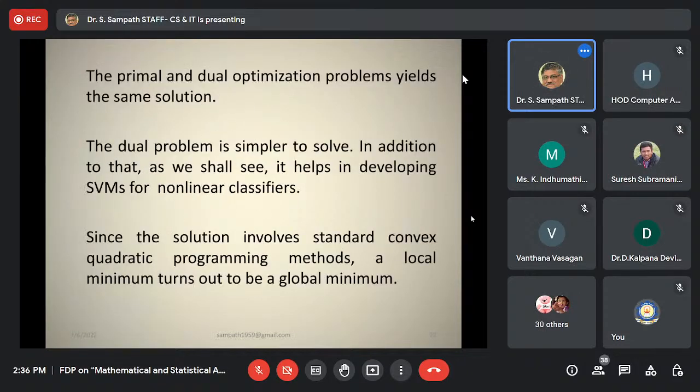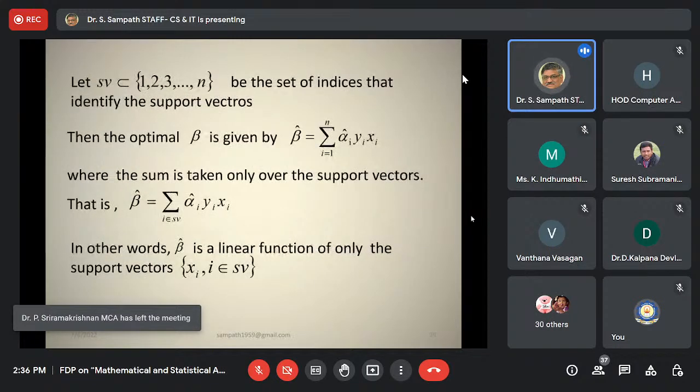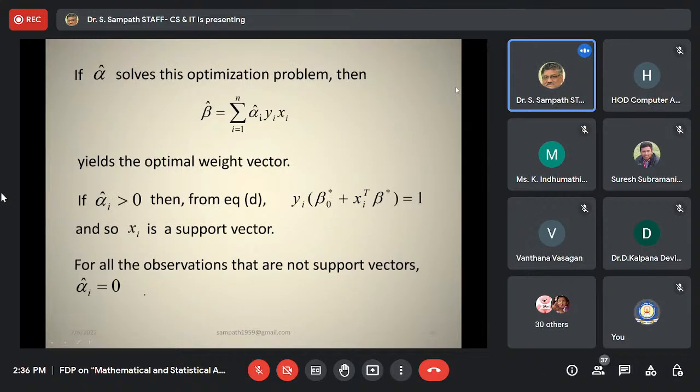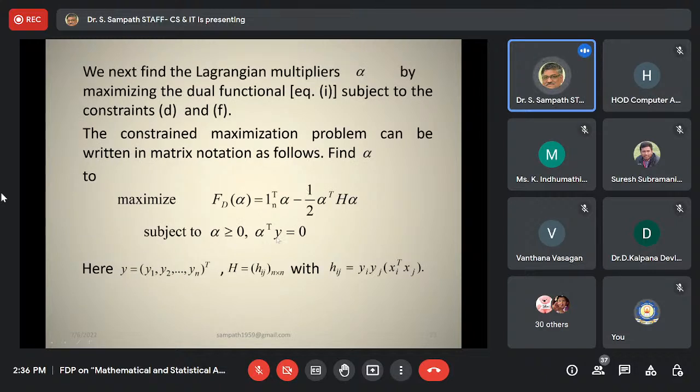So your beta hat is going to be the summation of alpha i hat yi xi. This xi is the training data set value, and this yi happens to be the actual class in the training data set. This alpha i hat is a constant which will satisfy these equations. So here we will have a set of equations like this. So here we have alpha transpose y equal to 0.